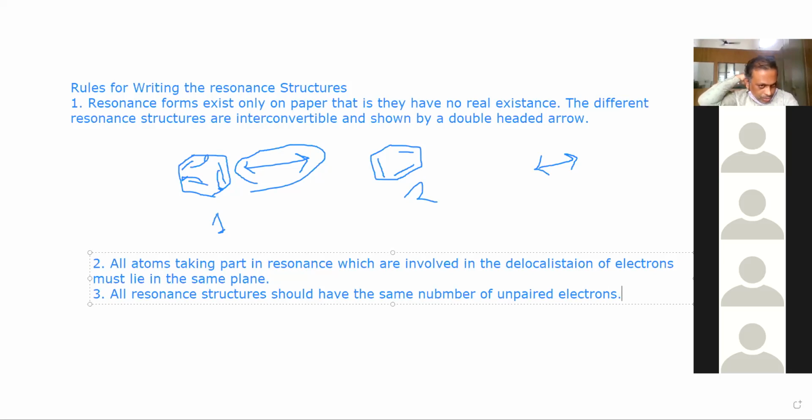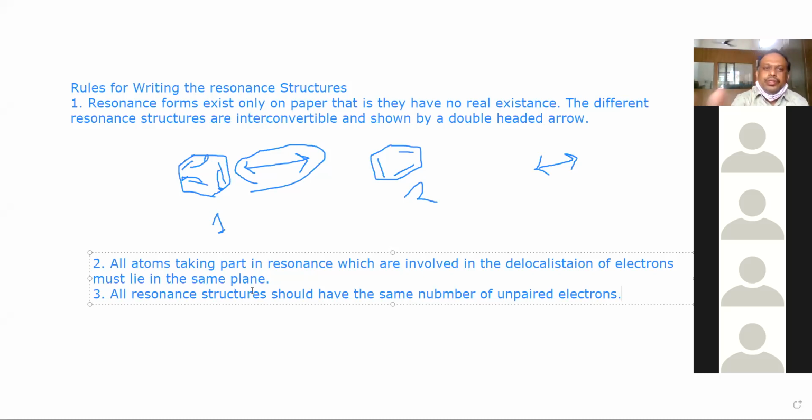This is rule 3. Rule second काय आहे, all atoms taking part in resonance which are involved in the delocalization of electrons must lie in the same plane. म्हणजे सर्व इलेक्ट्रॉन एकाच प्लेन मध्ये पाहिजेत. If they are conjugated but out of the plane, at that time resonance is not possible. अशा वेळेस जर इलेक्ट्रॉन प्लेनच्या बाहेर असतील due to steric hindrance, at that time the resonance is not possible. This is rule number 2.